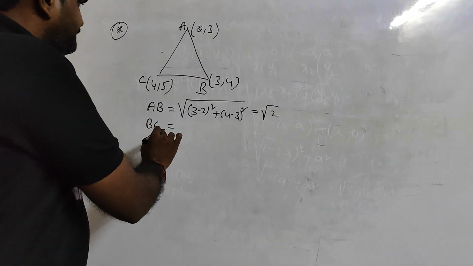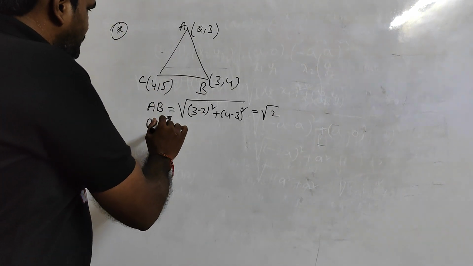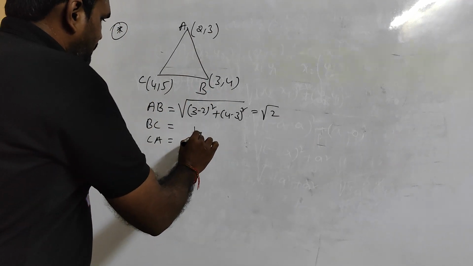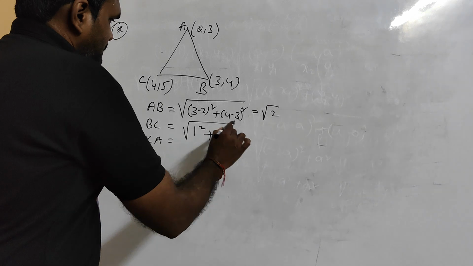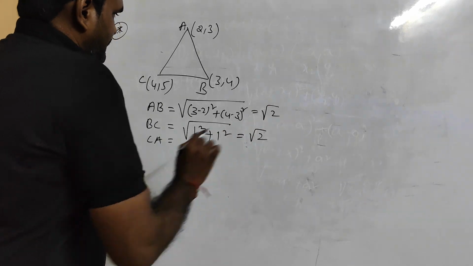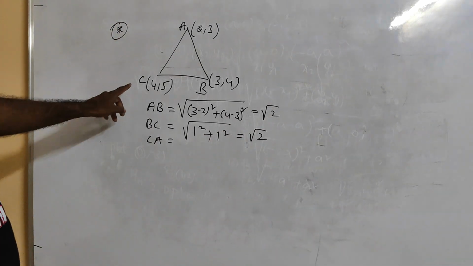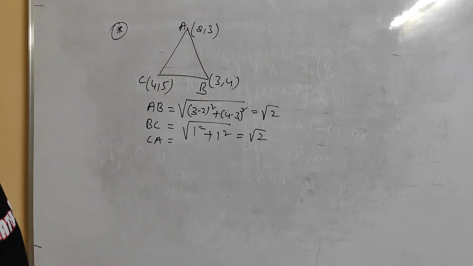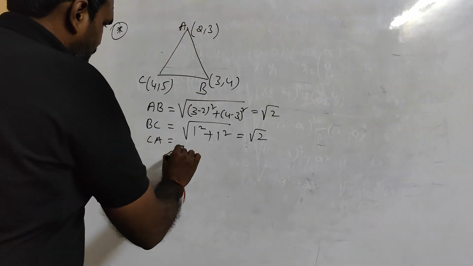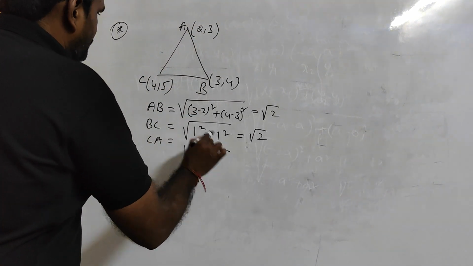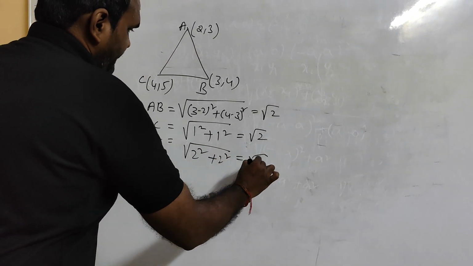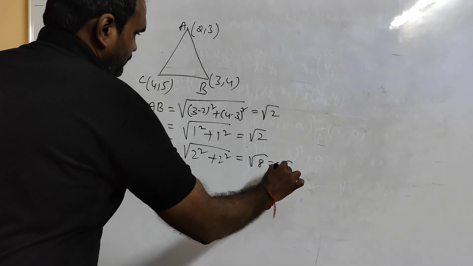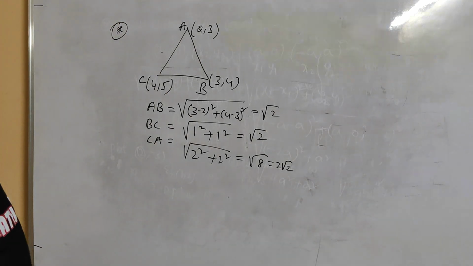And BC, tell me what you will get. 4 minus 3 is 1 square plus 5 minus 4 is 1 square, this is under root. So this also you will be getting root 2. And next CA I am taking. What will I get? 4 minus 2 is 2 square, 5 minus 3 is 2 square. 4 plus 4, root 8. Root 8 is 2 root 2. Correct or not?